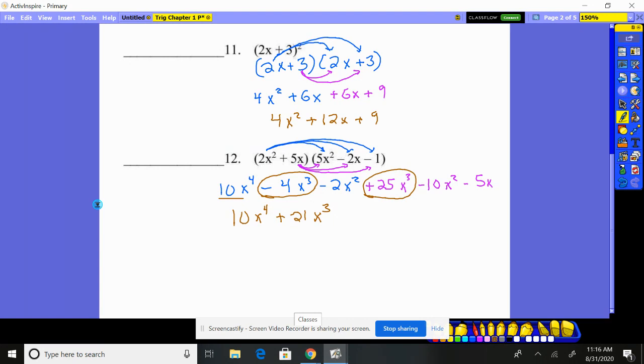You then have this right here, negative 2x squared minus 10 more x squareds. That's going to lose 12x squareds. And then you simply have the minus 5x left by itself. So there's problem 12.